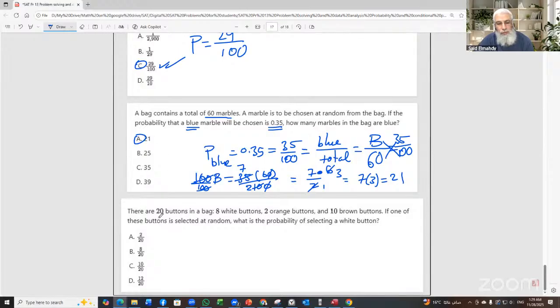There are 20 buttons in a bag, 8 white, 2 orange, and 10 brown. If one of these buttons is selected at random, so total is 20. What is the probability of selecting white? So white is 8, 8 divided by 20. The answer is 8 divided by 20.